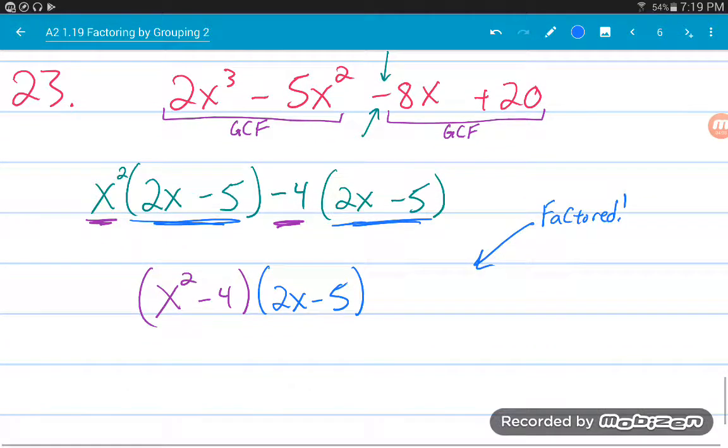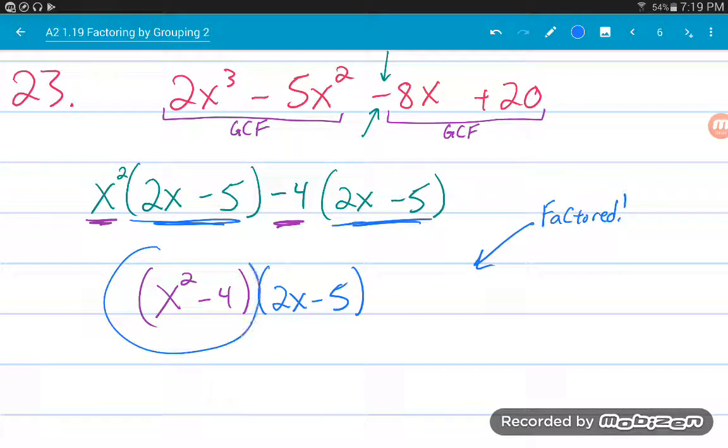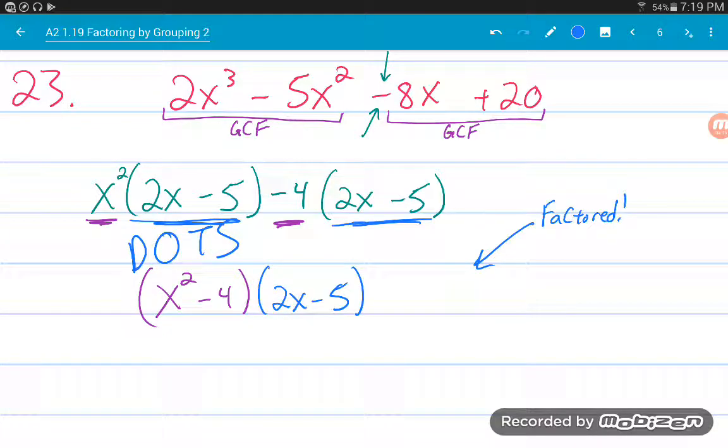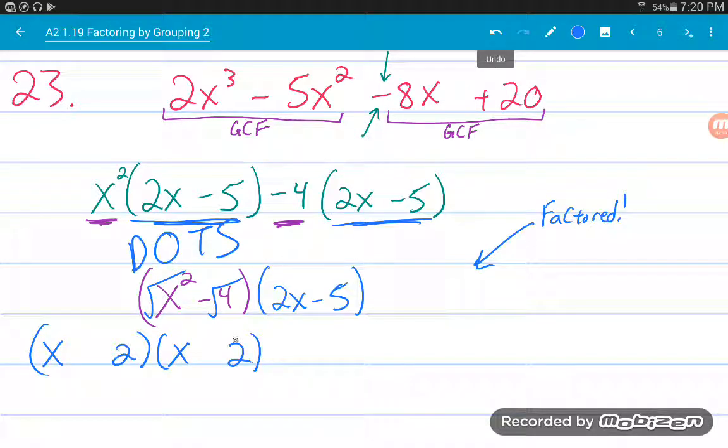But you may notice, especially if you were in class today, that there's something special going on with this binomial here. This is what we call a difference of two squares. X squared is a square, 4 is 2 squared, and this is a difference because difference means subtraction. So this can be broken down into, imagine square rooting this and square rooting this. You would get x and 2, and you get x and 2.